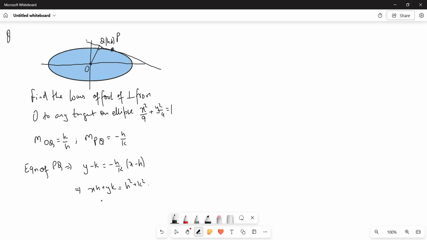But then, what is another identity of the line PQ? It is also a tangent, the tangent at P. Considering that it's a tangent at P, taking P as (3 cos theta, 2 sin theta), what can we write as the equation of the tangent, the equation of PQ in the form of the tangent? x by 3 cos theta plus y by 2 sin theta is equal to 1.